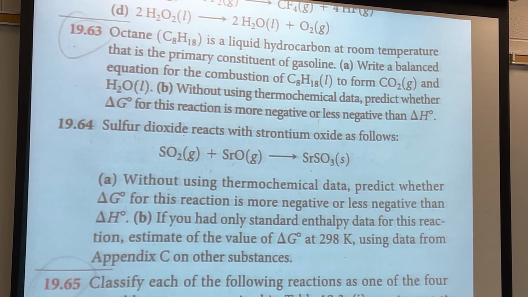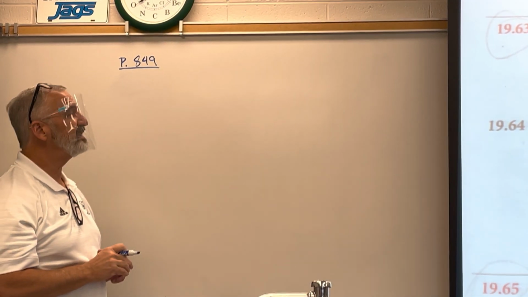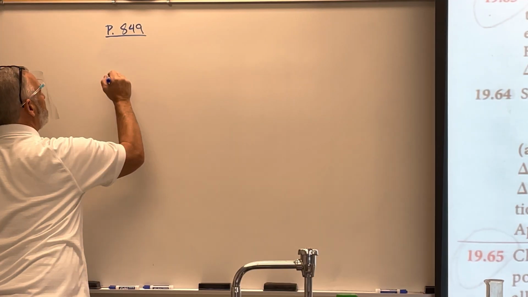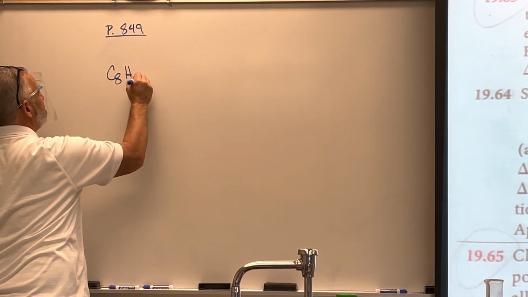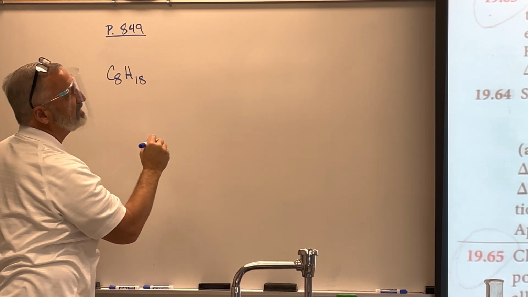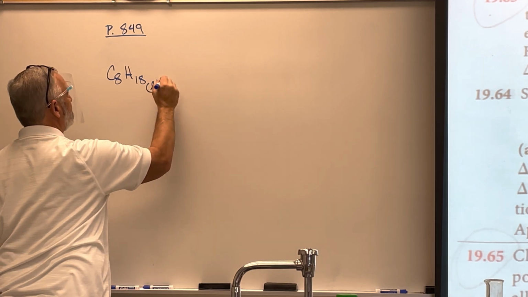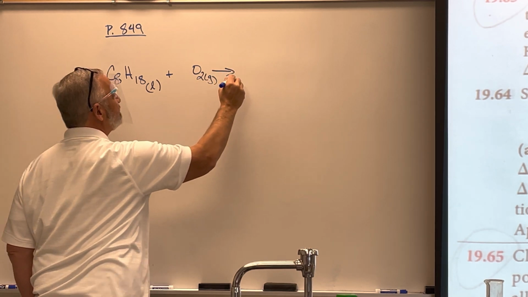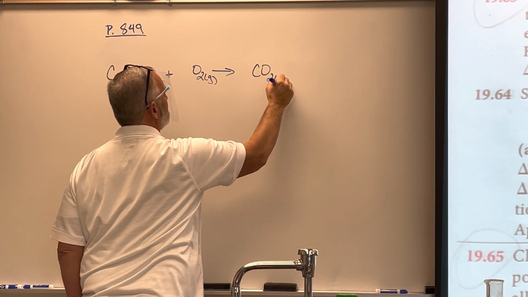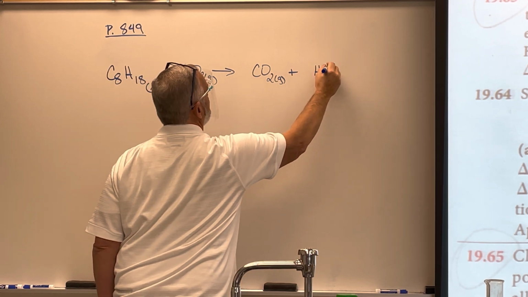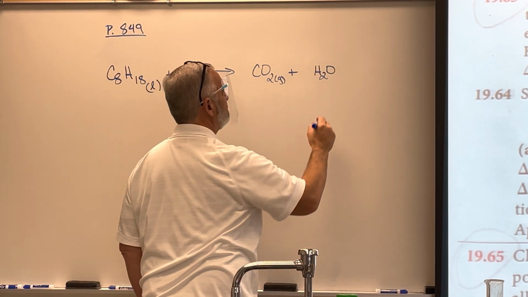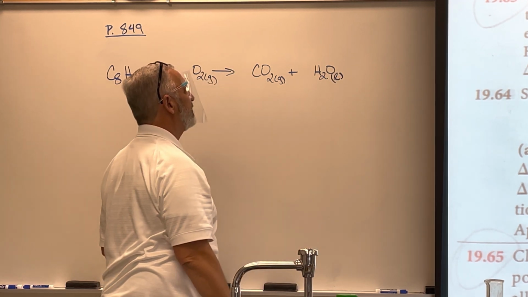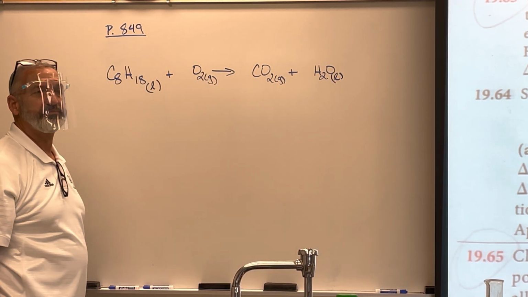So first off, when it says combustion, what does that mean it's combining with? Okay, it means it's combining with oxygen, so it's going to be C8H18, and that is a liquid, plus oxygen gas, and it tells you that it's going to make CO2 and H2O. What state does it make the H2O? A liquid. Okay, now we have to balance it.